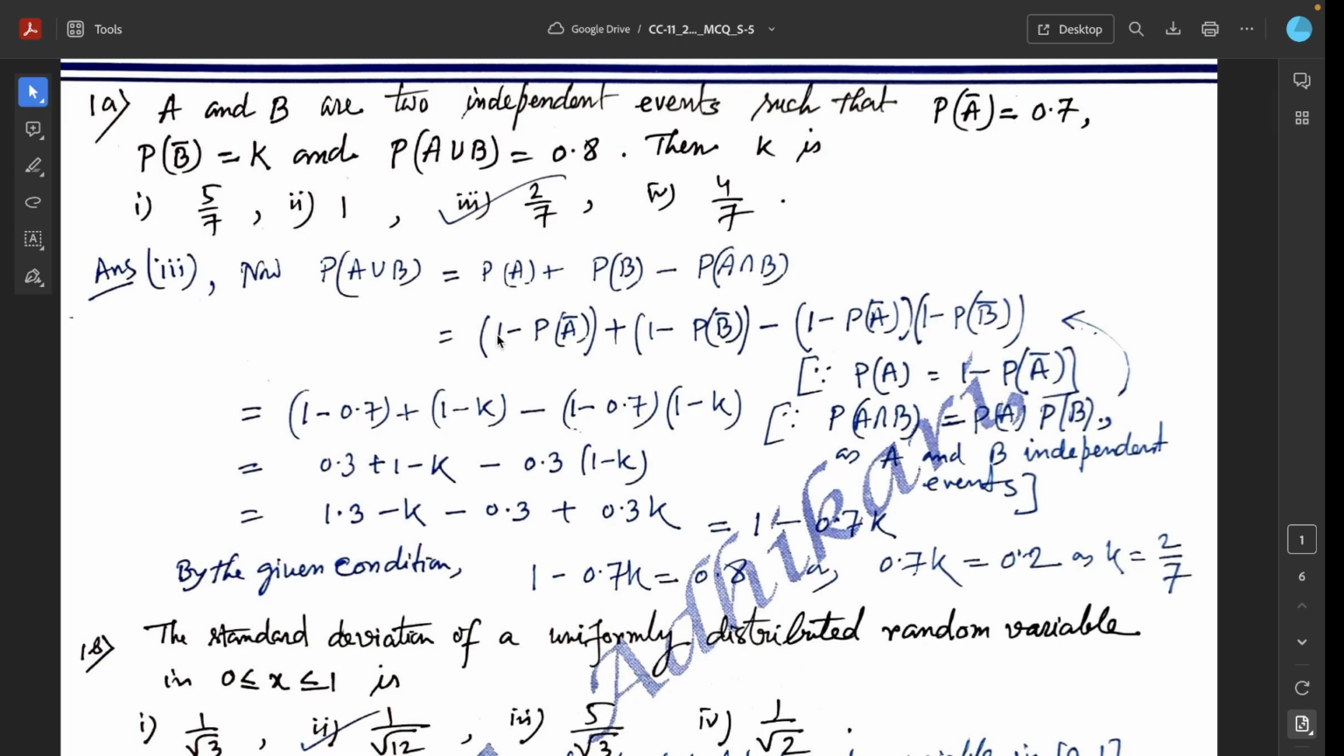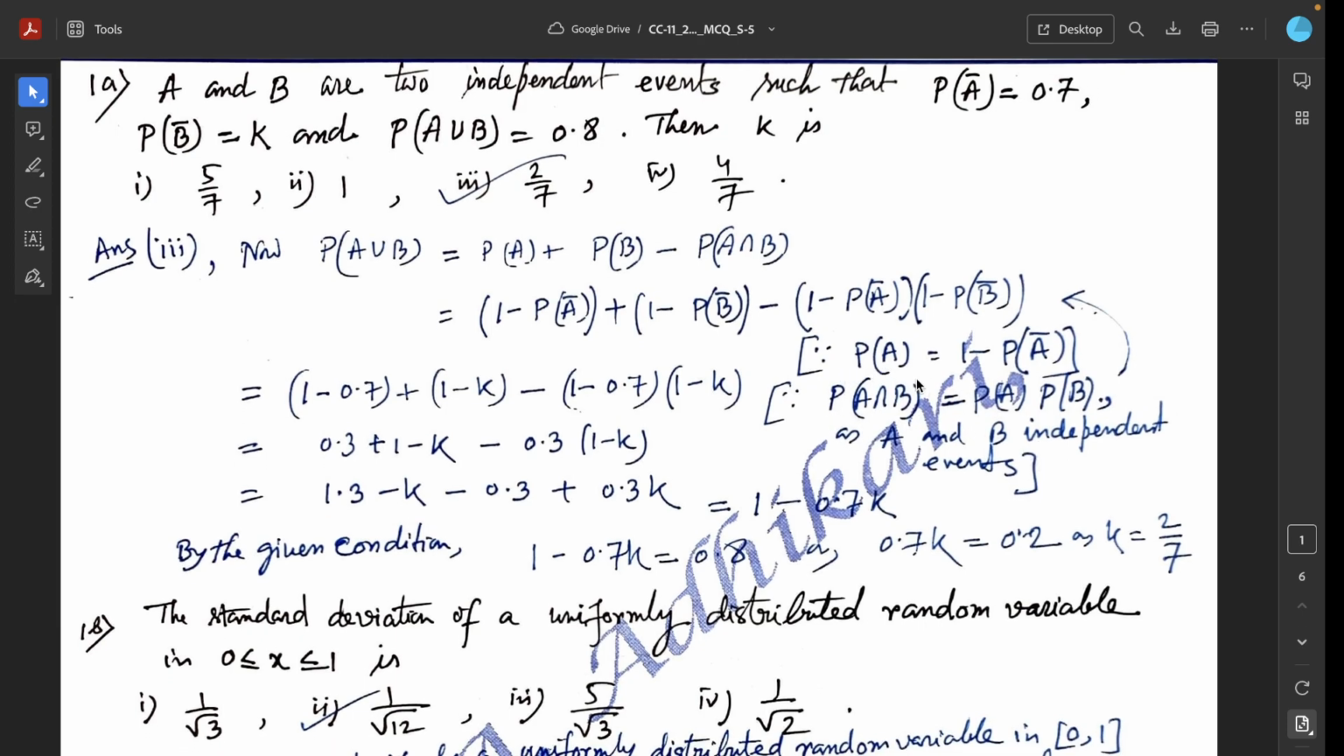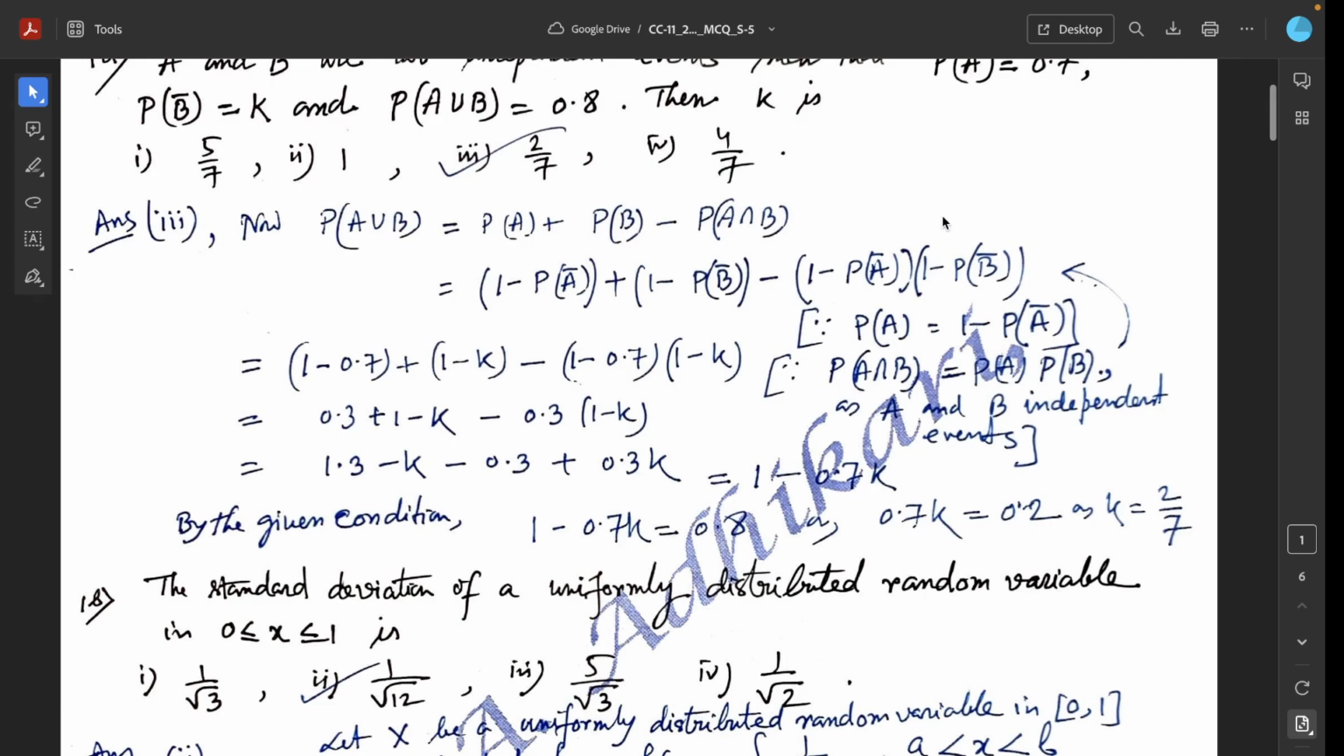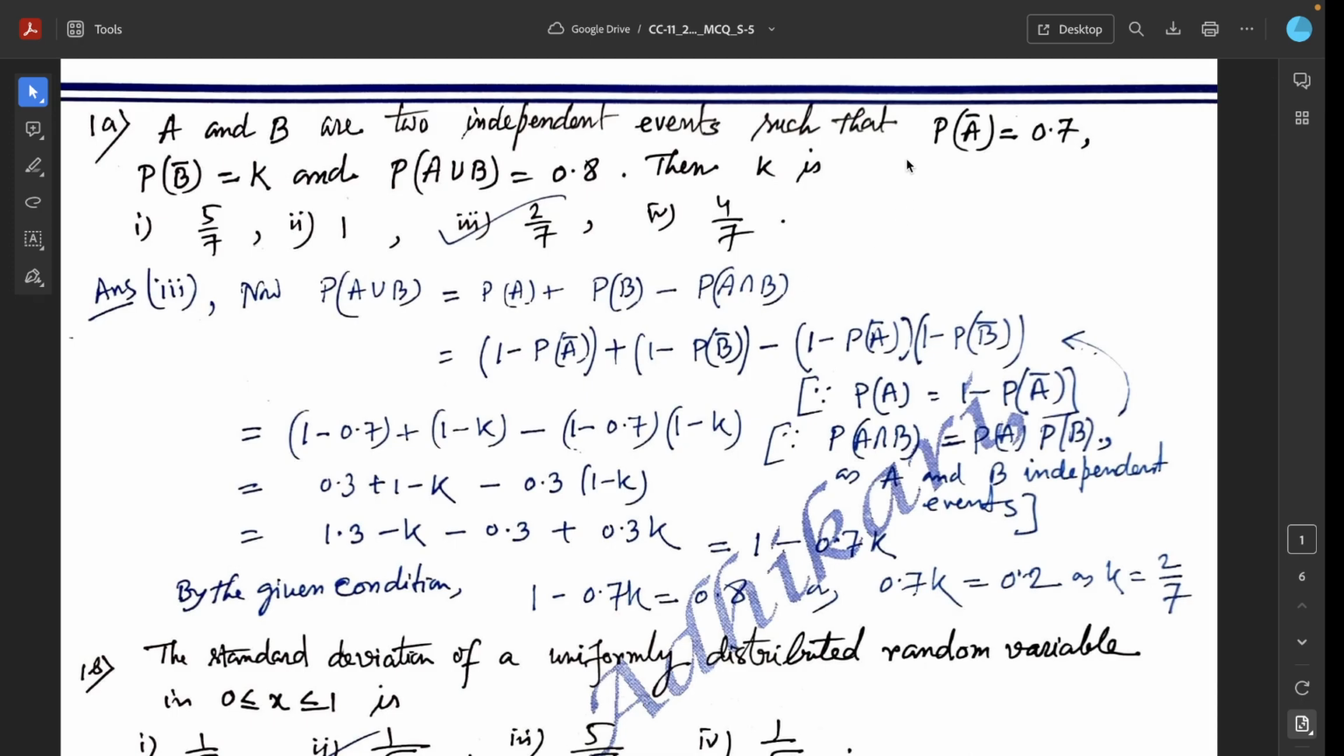(2/7), option 3. Here probability A union B, by addition rule, is probability of A plus probability of B minus probability of A intersection B. Probability of A equals 1 minus probability of A bar, and plus 1 minus probability of B bar. Probability of A intersection B is probability of A into probability of B, because A and B are two independent events. So PA into PB, again PA equals 1 minus probability of A bar into 1 minus probability of B bar. Now probability of A bar equals 0.7, probability of B bar equals K.